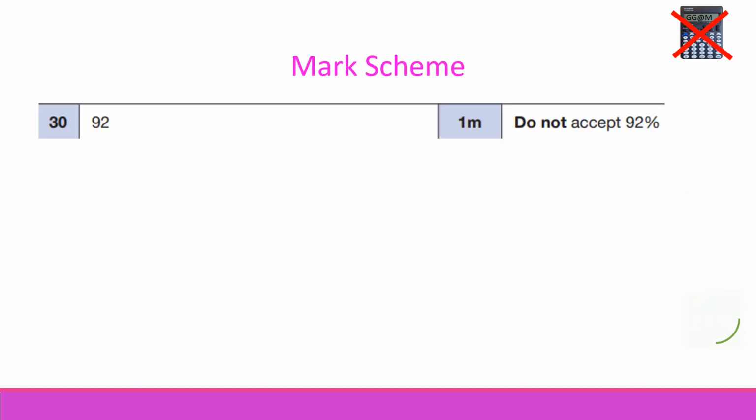The mark scheme of this question shows the answer is 92. 1M means 1 mark. On the right hand side it says do not accept 92%. So if you put a percentage after your answer, you cannot get the mark for the question. So please make sure you just write down 92.